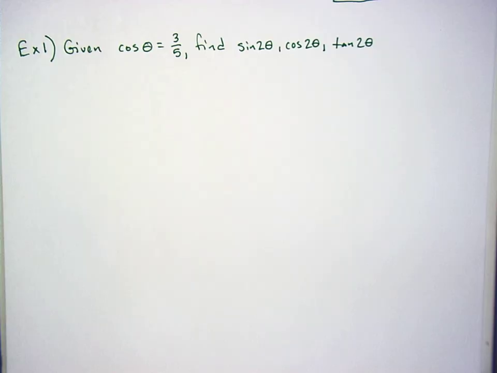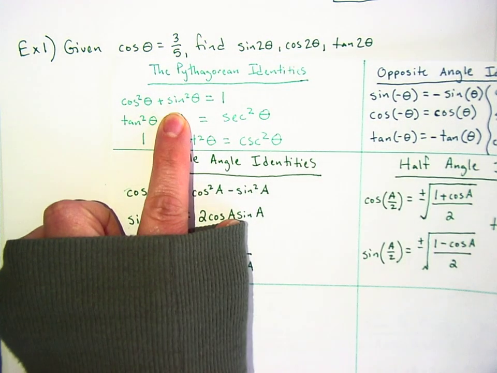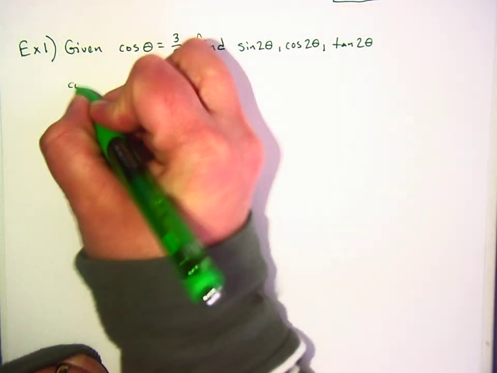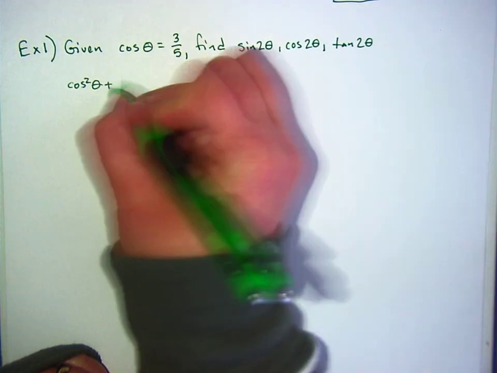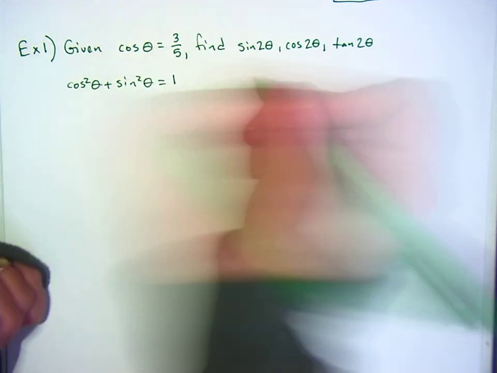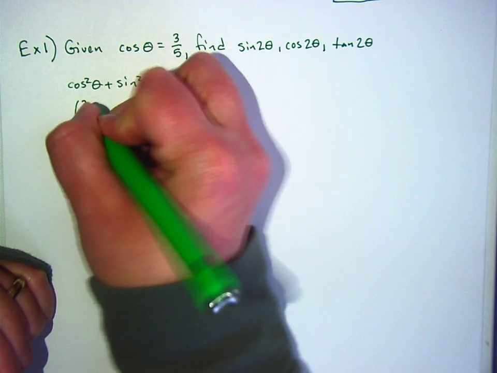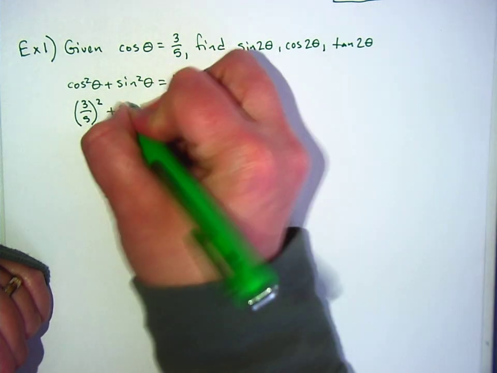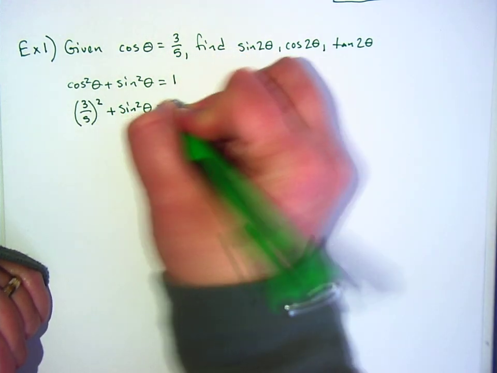How do we go from cosine to sine? Anybody remember? Yes, that very first one, that cosine squared plus sine squared equals 1. Okay, so I'm going to write down cosine squared theta plus sine squared theta equals 1. And then I'm going to fill in for cosine theta 3/5 squared plus sine squared theta equals 1.